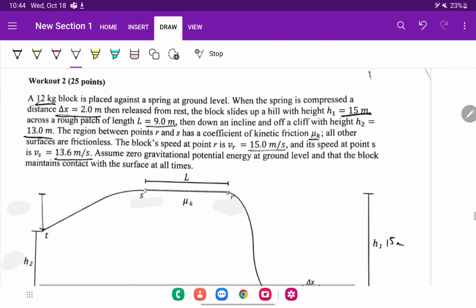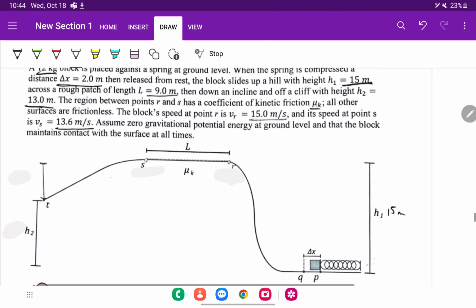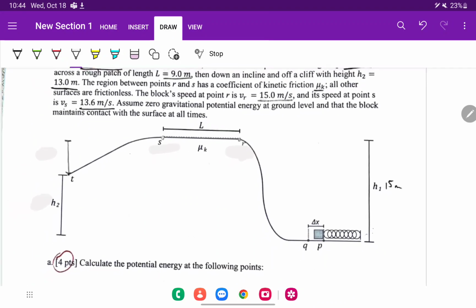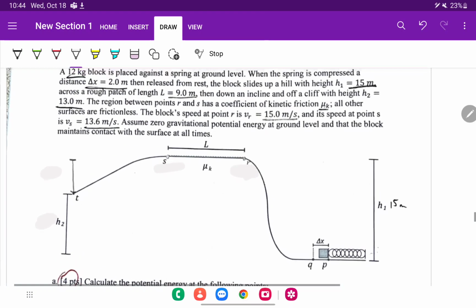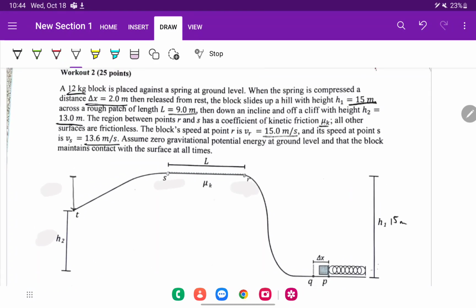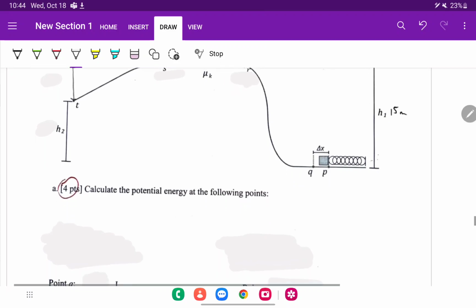I'll be going through workout 2 in this video, all 4 parts. So in this question, we have a block that's initially compressed by a spring. It's released from rest, goes up a hill, hits a frictional patch, and then ends at the point T. So it's a huge conservation of energy problem. And we'll start with part A.